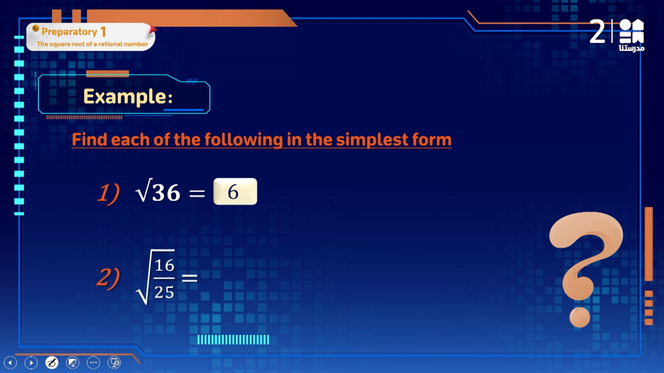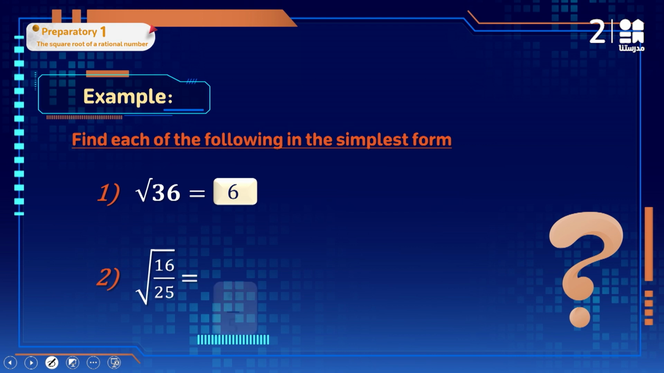Number 2, the square root of 16 over 25. We are going to take 16 under the square root and 25 too. The square root of 16 is 4, because 4 times 4 is 16, and the square root of 25 is 5, because 5 times 5 is 25. So the correct answer is 4 over 5.